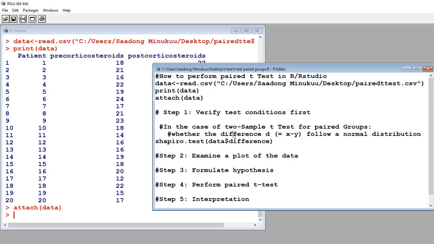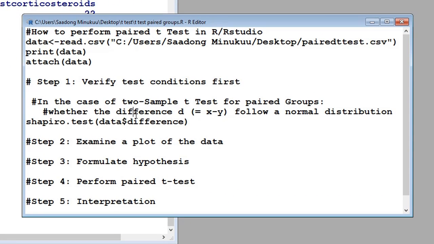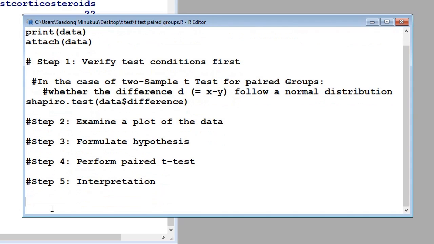The second step is to explore our data by simply examining a plot of the data, usually a box plot in this case. And after which we're going to formulate our hypothesis, we're going to perform the test, and then we're going to interpret the results. Okay, starting with verification of the test conditions. Like I said, this is the first and most important step of any statistical test procedure.